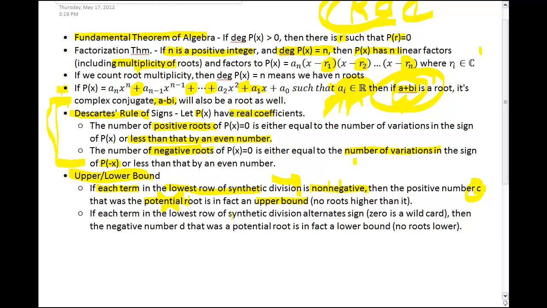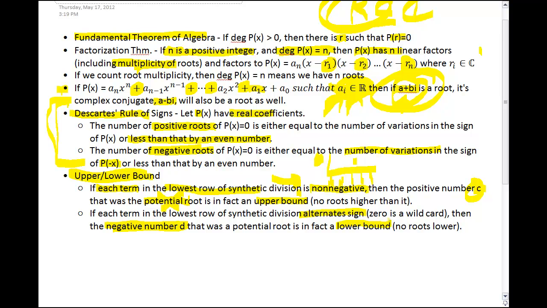And the flip side of this is that if you try dividing by a negative number, we'll call that D instead of C, in our synthetic division, and when we do that, each of the terms in the bottom row alternates sign, and if you get a 0, that's okay, it can be either positive or negative, whatever you want it to be to make that alternating pattern happen, then we found ourselves a lower bound, so we don't have to look lower than that number.